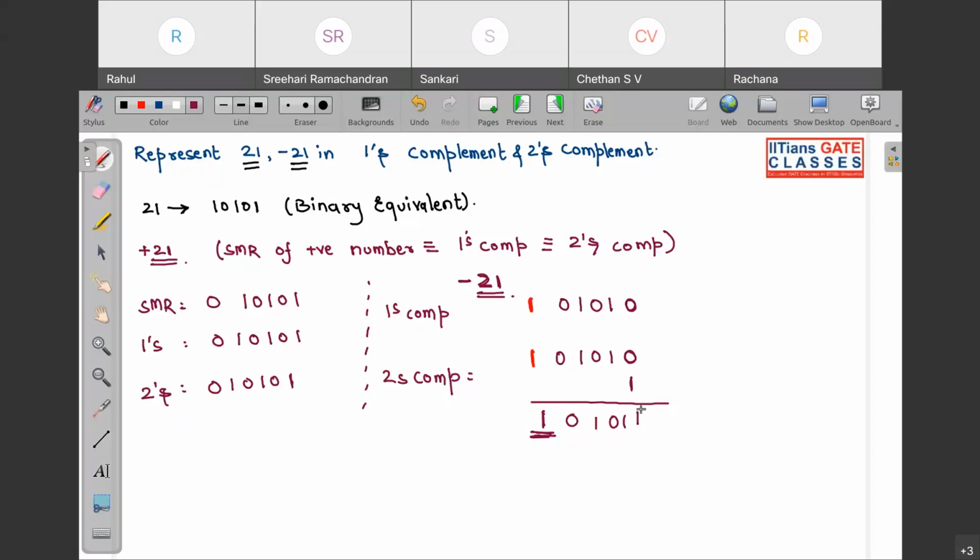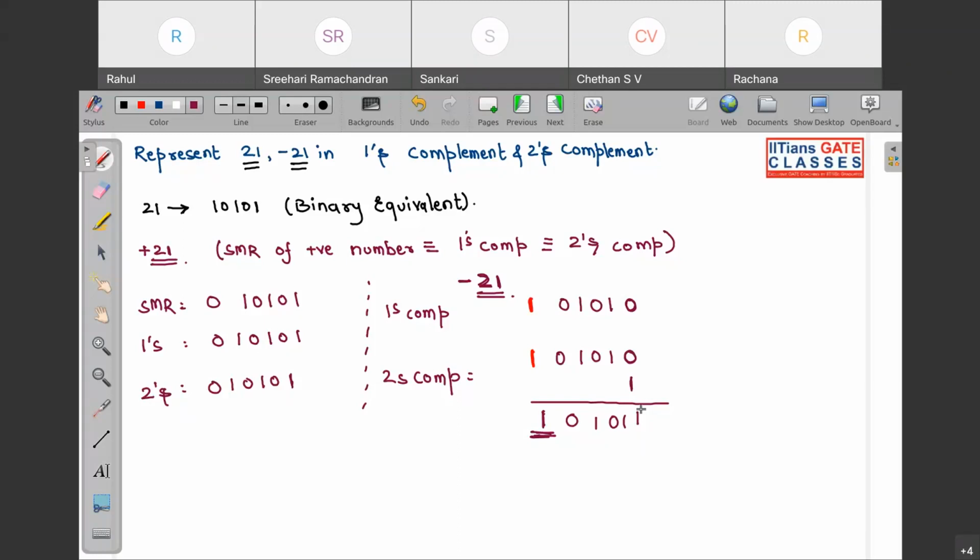Any doubts, any place? Yes. Sir, for positive numbers, what happened? No change. For a positive number, there is no change in 1's complement or even in 2's complement representation. Okay.